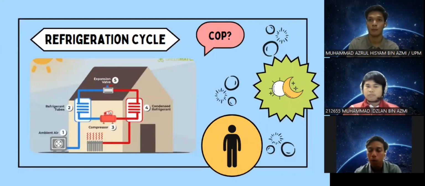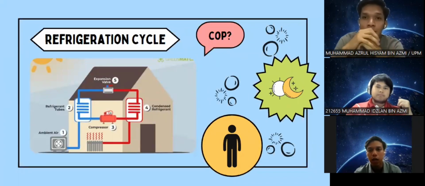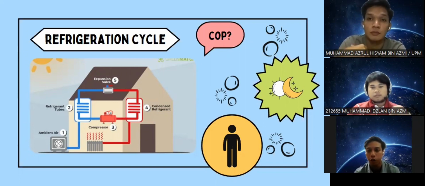There are four main processes here, which are evaporation, expansion, condensation, as well as compression. By looking at these four processes, compression, condensation, expansion, and evaporation, we can obtain the energy destroyed in those processes. And by using the energy destroyed, we can obtain the efficiency of those four processes. This efficiency is crucial because it can affect the coefficient of performance of our heat pumps.